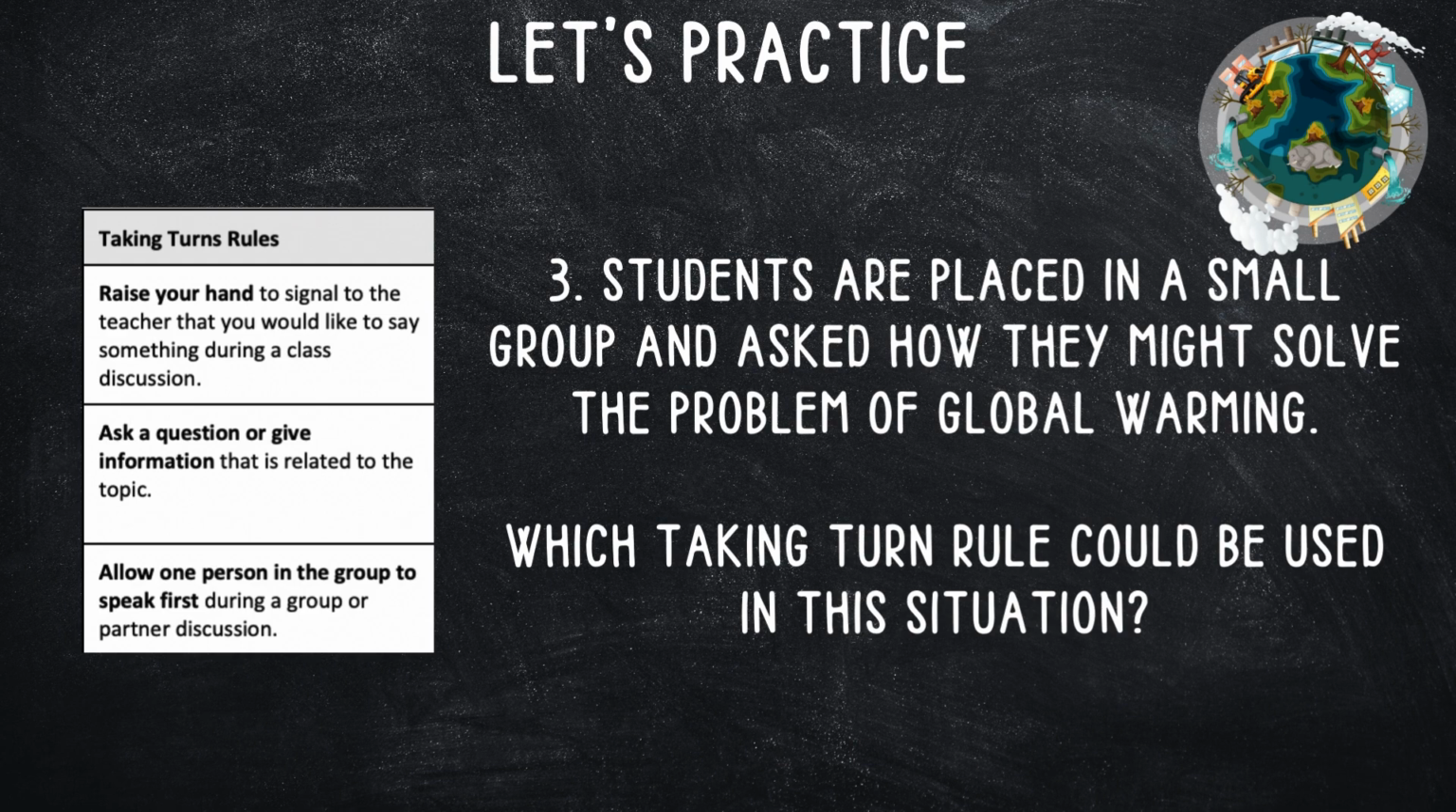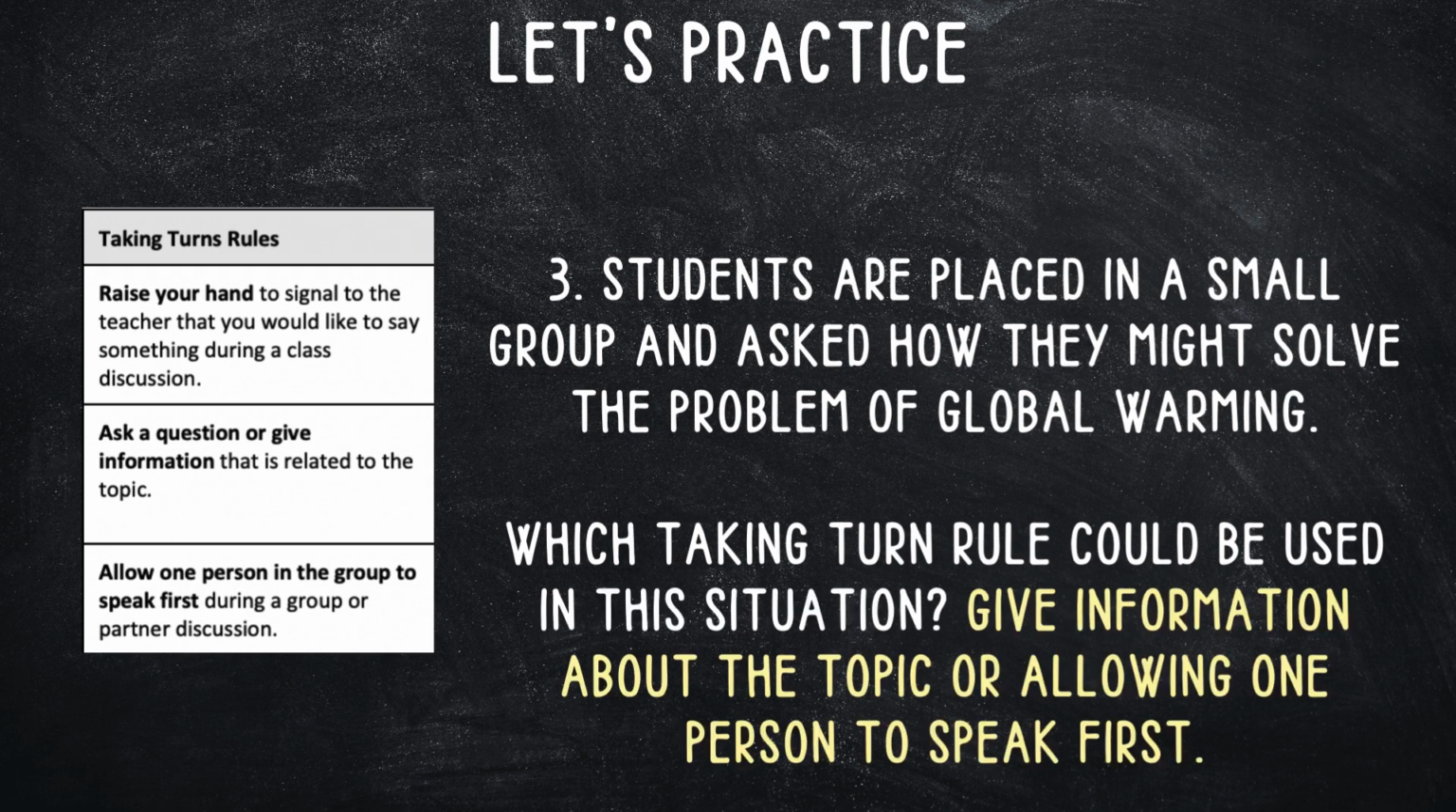And finally, students are placed in a small group and asked how they might solve the problem of global warming. Which turn-taking rule could be used in this situation? Awesome. Give information about the topic, or you could allow one person to speak first.